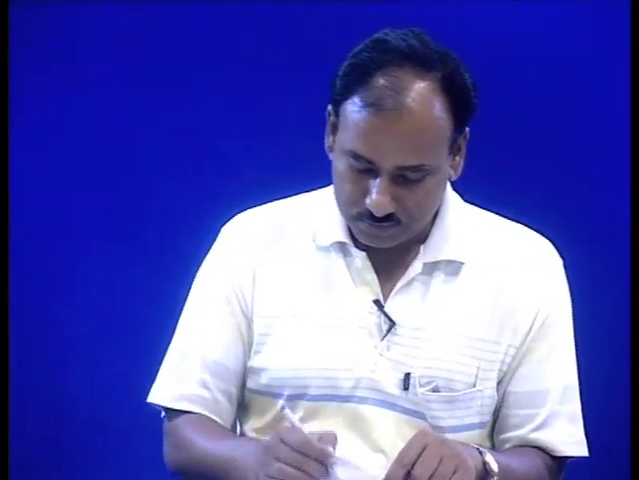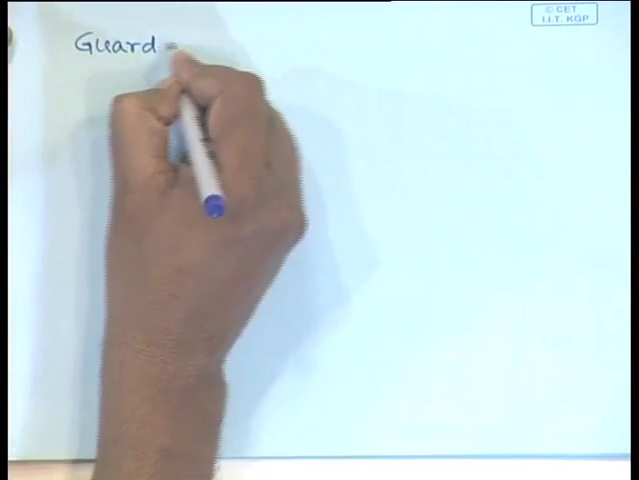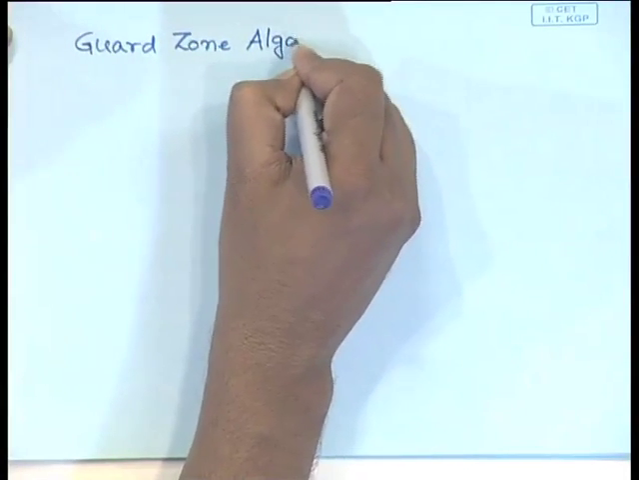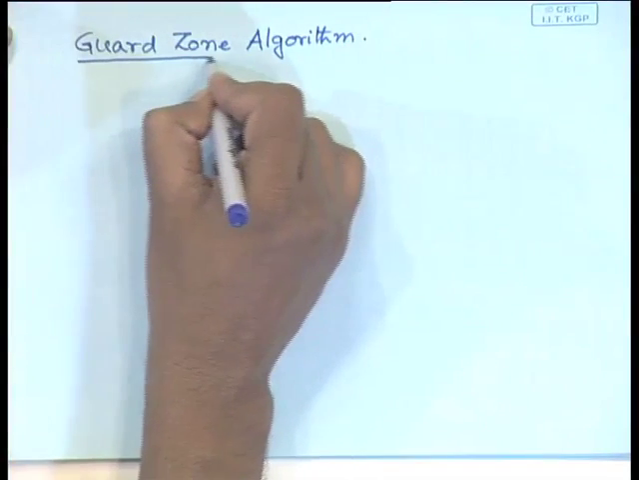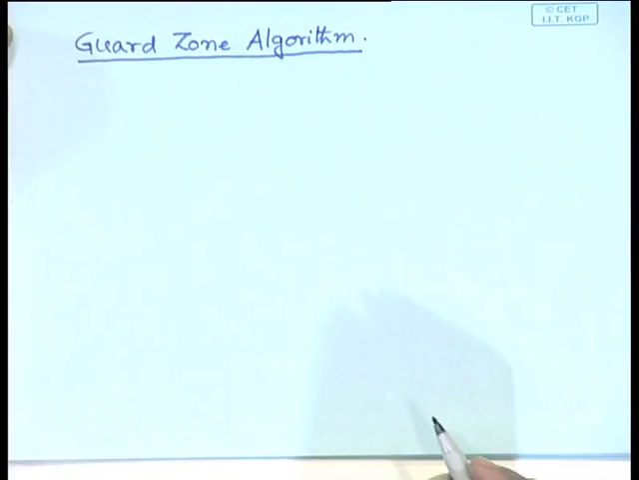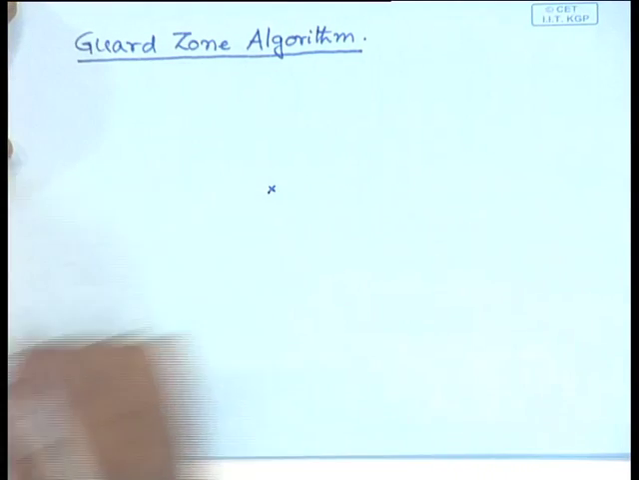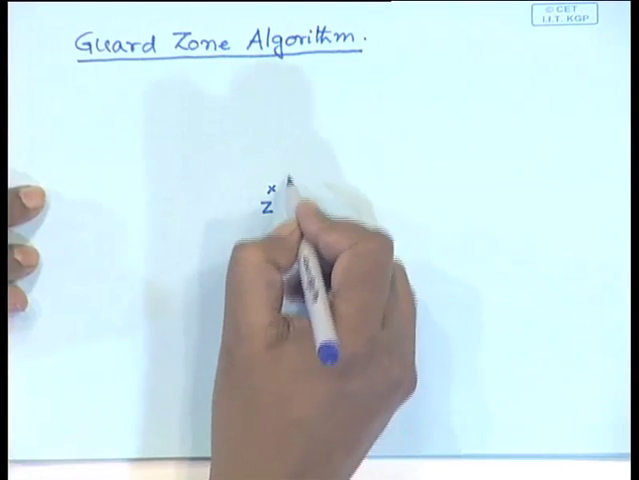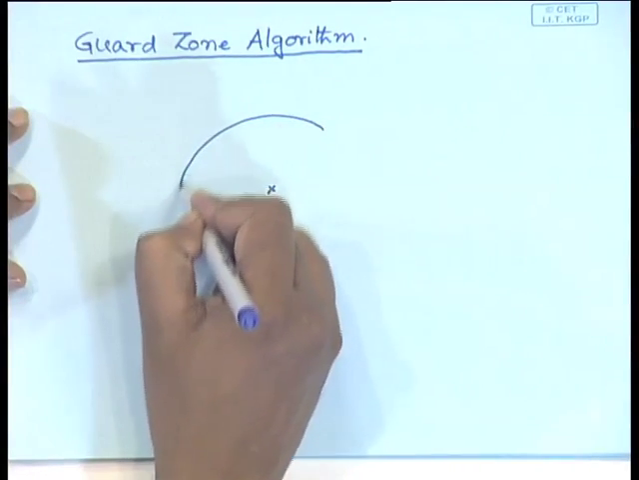There is another algorithm which is called the guard zone algorithm. The guard zone algorithm is something like this. Suppose somehow I get a cluster center, say Z, and then around this cluster center Z, I define a zone.